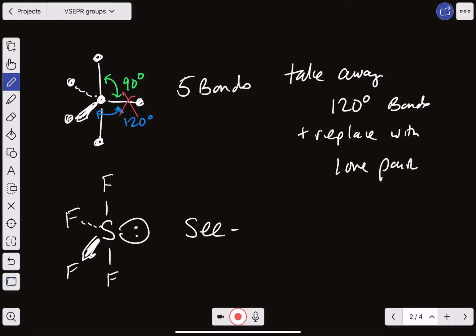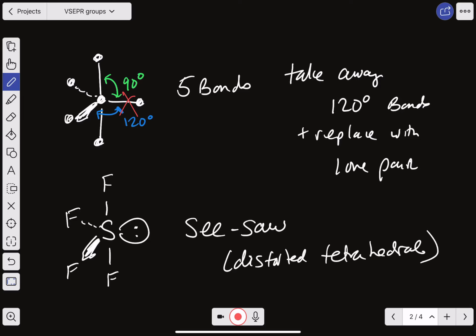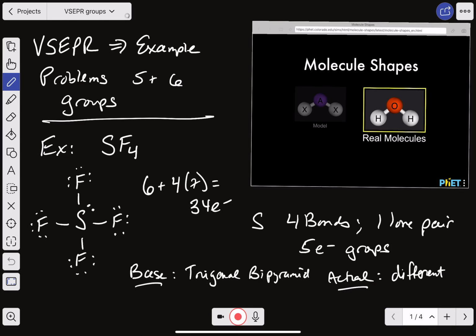And this is actually the seesaw shape, or some people call this a distorted tetrahedral. So that's the other name for it. So this is going to be a seesaw shape. And I just want to be able to rotate this around so you can see it. So I'm going to go back to my other slide.